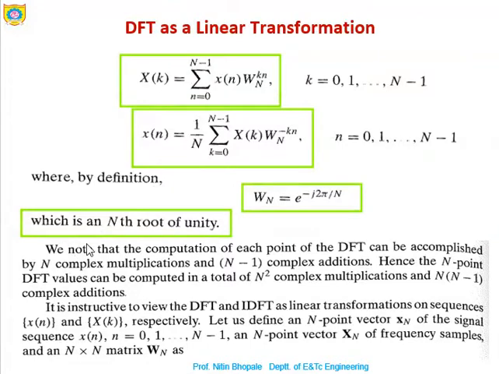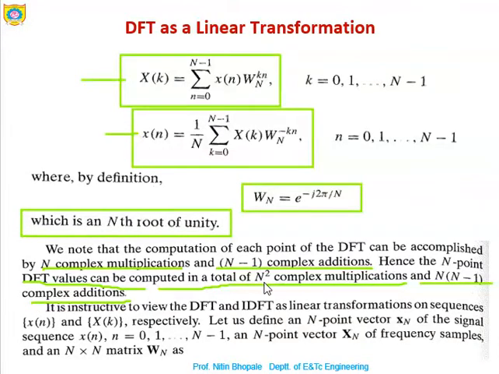Now let's see some description regarding how many complex multiplications and additions are possible with the help of these two equations provided over here. One is for the DFT and second is for the IDFT. When we note this down, it is possible to conclude that the computation of each point of the DFT can be accomplished by N complex multiplications and N minus 1 complex additions. Hence the N-point DFT values can be computed in a total of N square complex multiplications and N into N minus 1 complex additions.